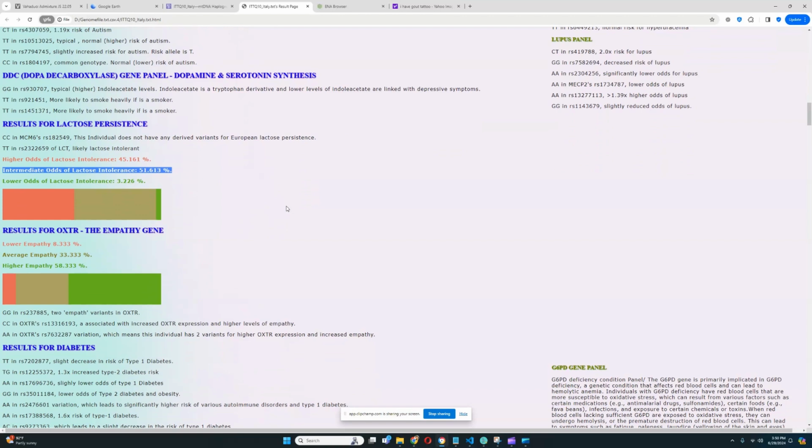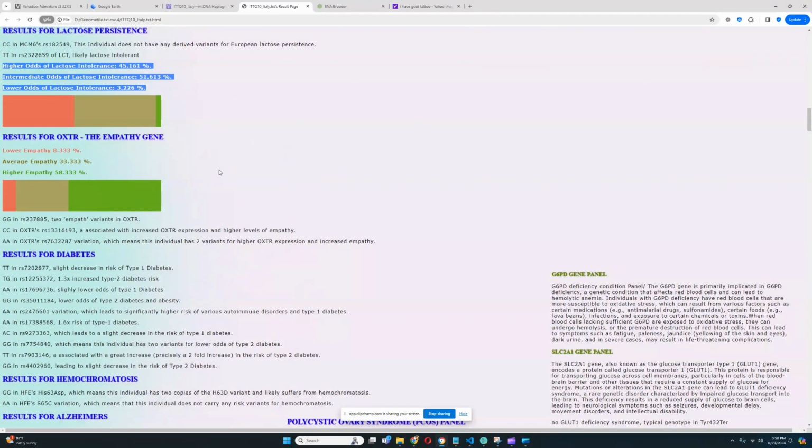So I took that into account when I built my program, and I made it very tolerant of that fact. Even if you don't have any variants for that at all, it will still predict you to be intermediate. It's not going to predict you to be lactose persistent, but it's going to predict you to have intermediate odds of lactose persistence. That's why this individual, despite not having any variants for European lactose persistence whatsoever, is still scoring intermediate odds. This is actually the only trait where I made it work this way. Every other trait is not this tolerant at all.